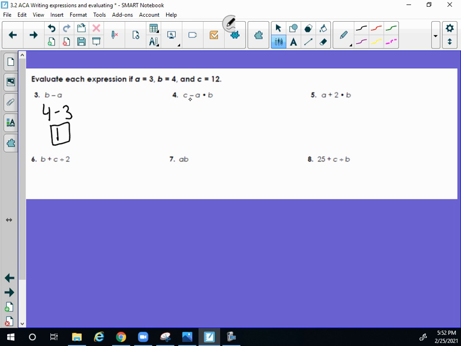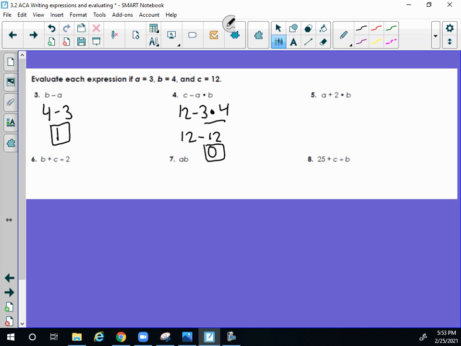Over here, now we're going to get into the order of operations. We have C, which is 12, minus A, which is 3, times B, which is 4. Order of operations tells me I need to multiply first. So I have 12 minus 12, which gives me 0.